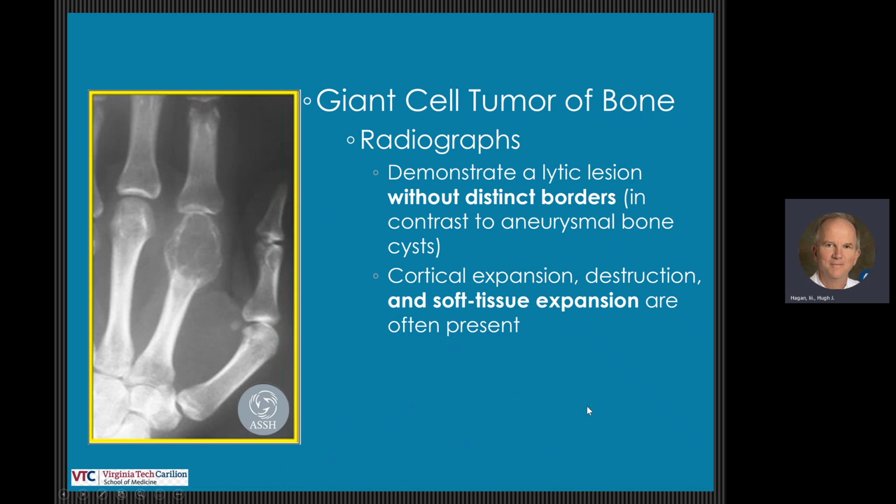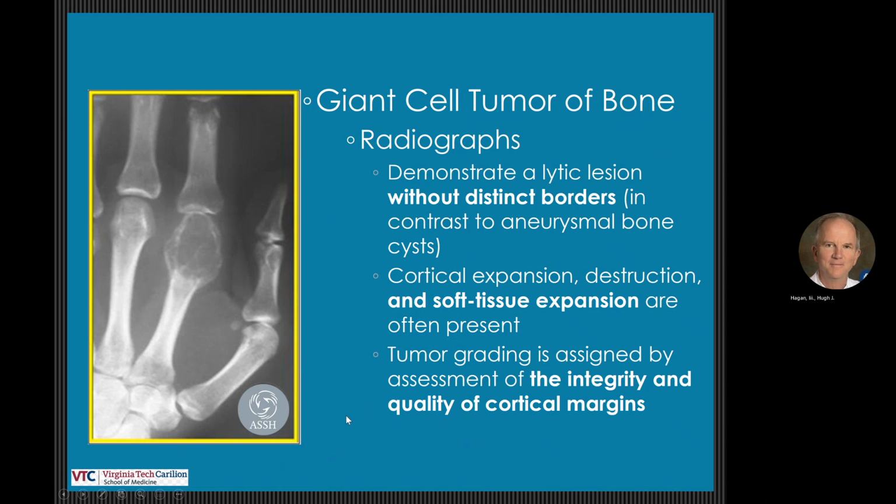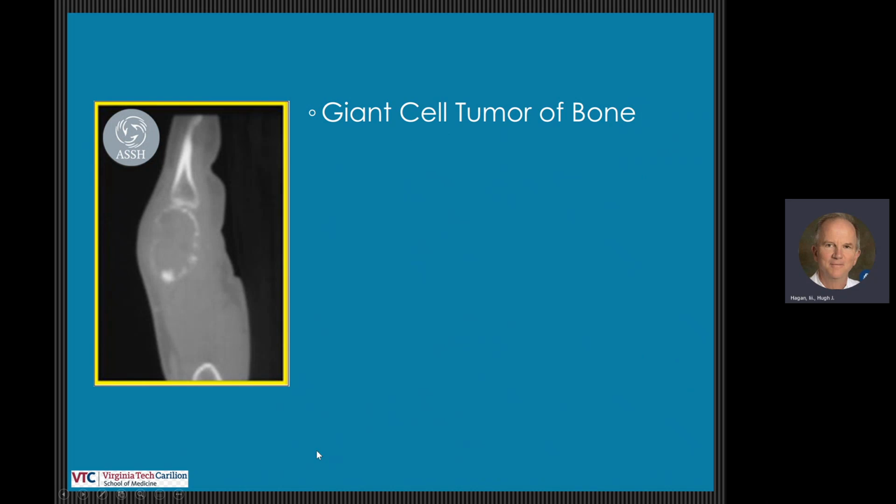There may be soft tissue expansion, and tumor grading can be assigned partially by assessment of the integrity and quality of the cortical margins. In other words, the more aggressive lesions create more rapid growth and bony destruction. Seen on the CT scan, you can see the cortical damage.